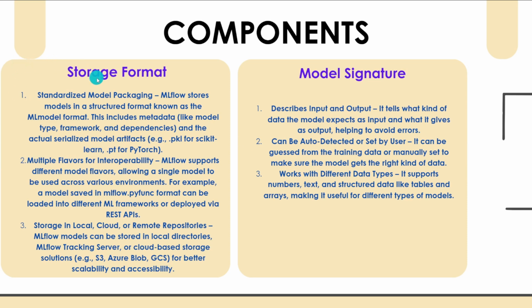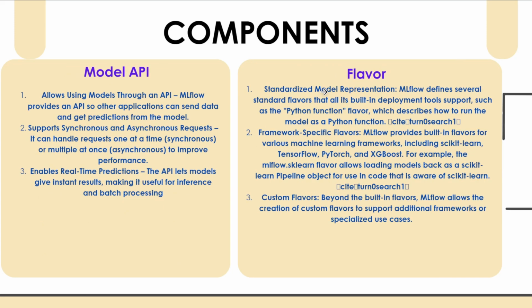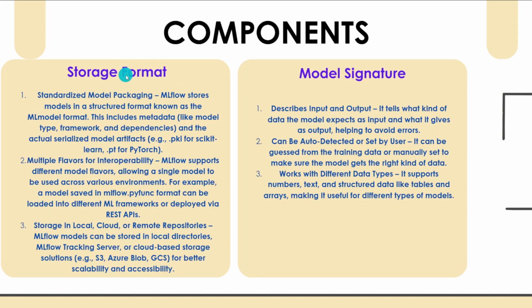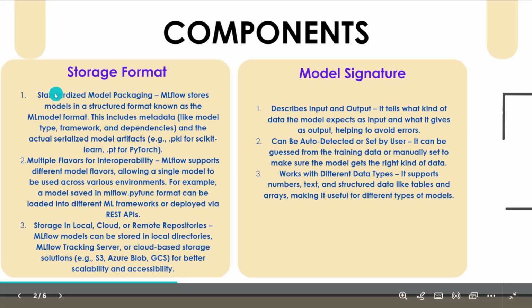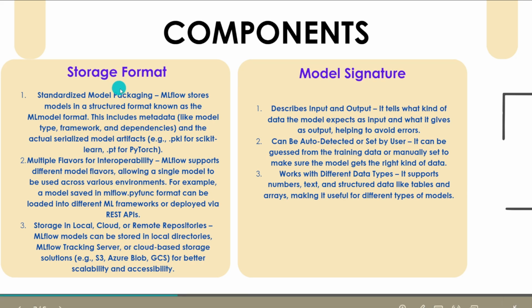The first one is storage format, the next one is model signature, and two more are model API and flavor. So let me explain the storage format first. As you can see, I have written a few lines here. Standardized model packaging: MLflow stores models in a structured format known as the ML model format. I'll show you all these things, okay? So MLflow stores models in a structured format known as the ML model format.